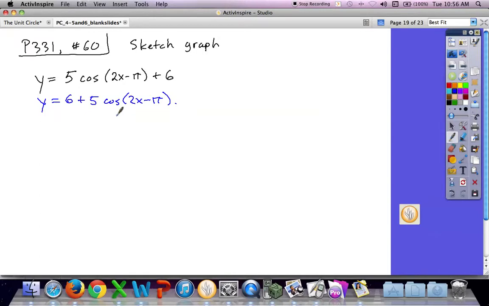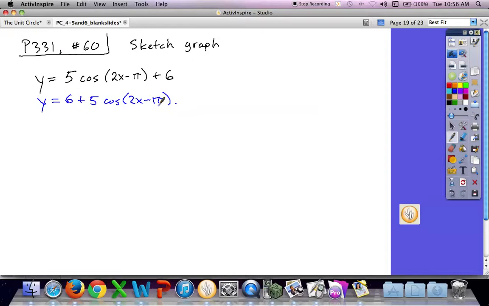What is the amplitude? It's 5. It's shifted up 6. The period should be 2 pi over 2. And the horizontal shift is going to be pi over 2 to the right. And those are all the things I could tell just by looking at it right there.